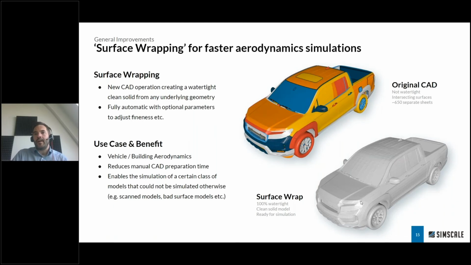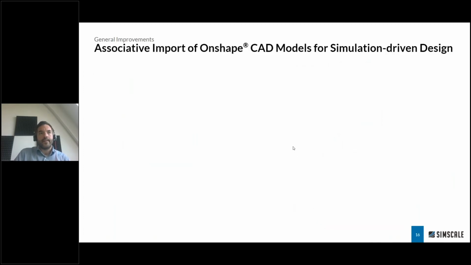And so a surface wrap creates a 100% watertight solid that can then actually be used on SimScale for further downstream operations. So this is a clean geometry that then can participate in Boolean operations where you extract the wind tunnel around it and these sorts of things. Ready for simulation, as we've seen earlier. Good.